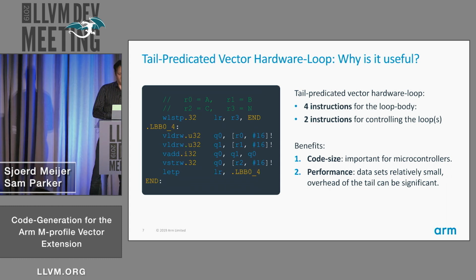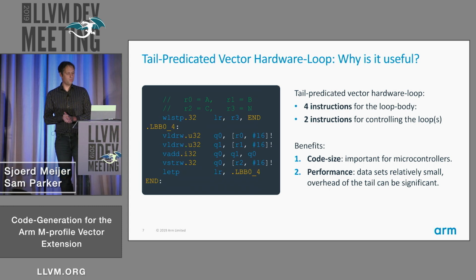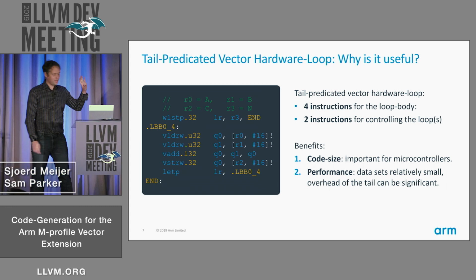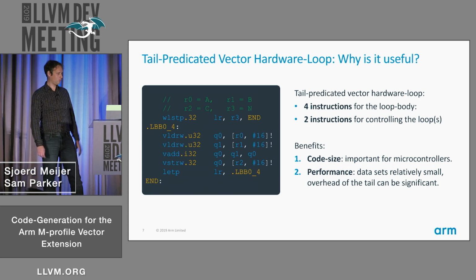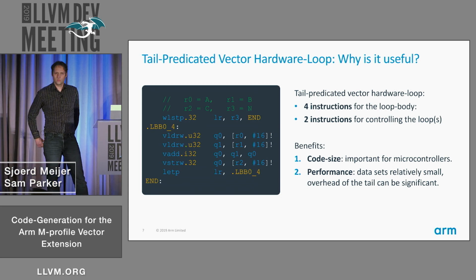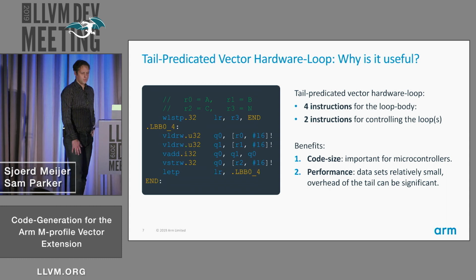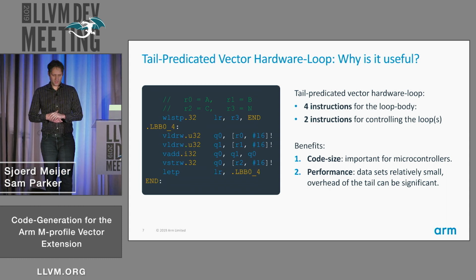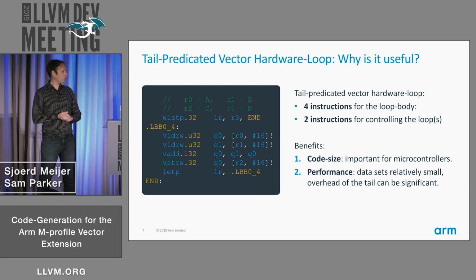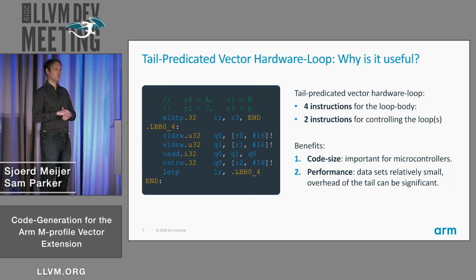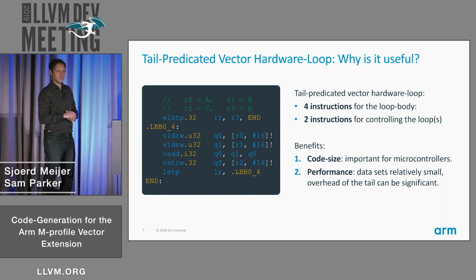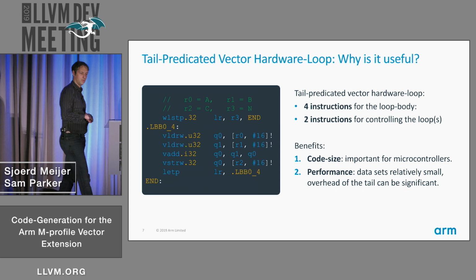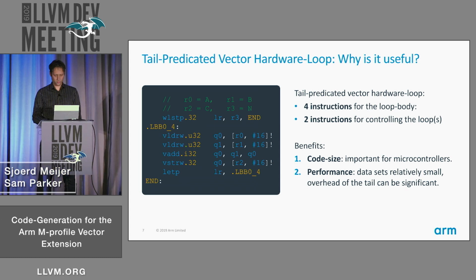Now, the benefits of this should probably be obvious. This is very compact. There's not an instruction wasted on anything. So this is very dense code, which is what we want for microcontrollers. Code density is really important. Also, this is really good for performance. For the microcontrollers, the data sets might not be so large, so the time spent in the scalar remainder might not be insignificant. So getting rid of that is a good thing. So this is also good for performance.